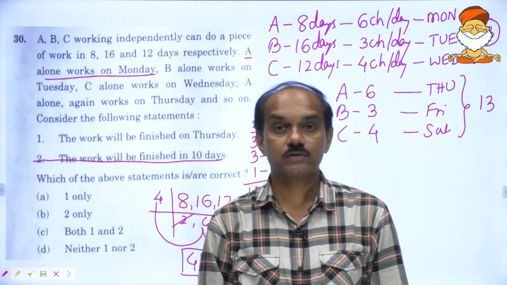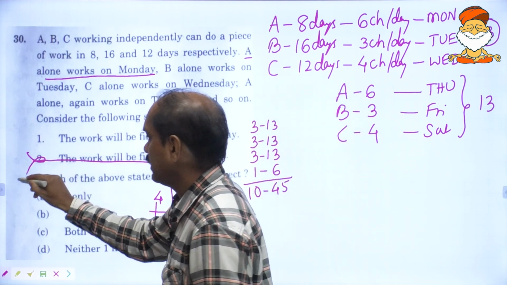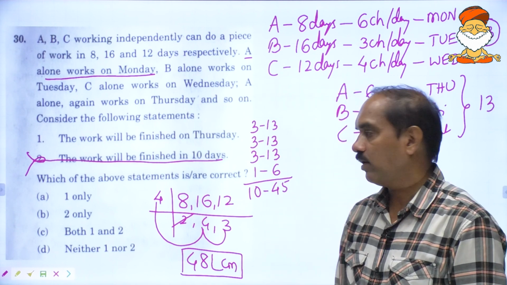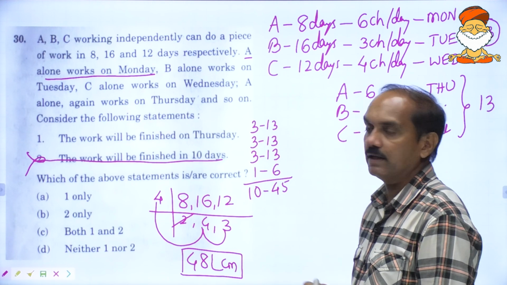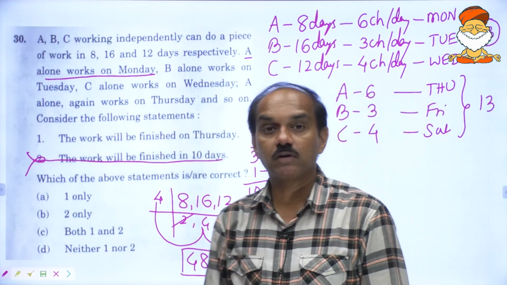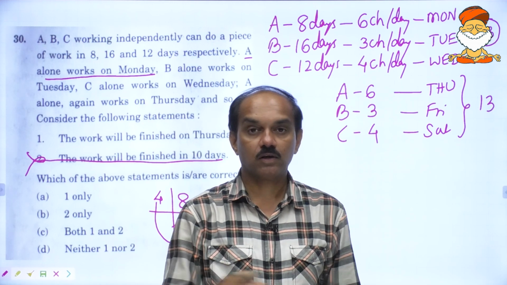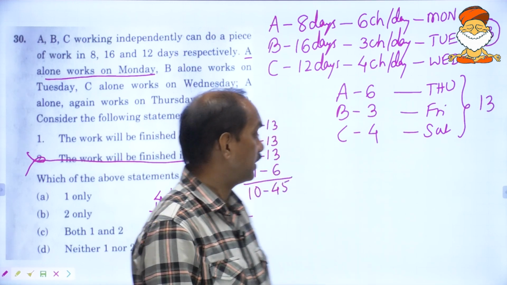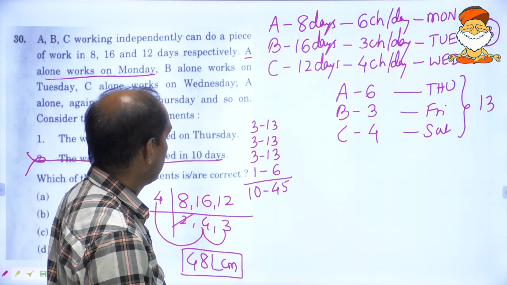When will the work get finished? When all the 48 will get arranged. Therefore, straight away, second is wrong. Now let us check the first one. The work will be finished on Thursday. When will the work get finished? On Thursday. That is, on Thursday, all the 48 should get arranged. Now let's see whether all the 48 will get arranged by Thursday.